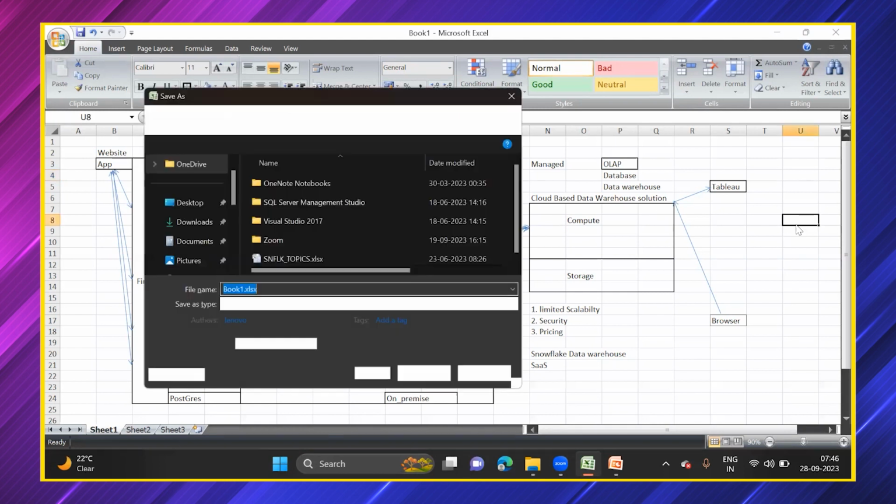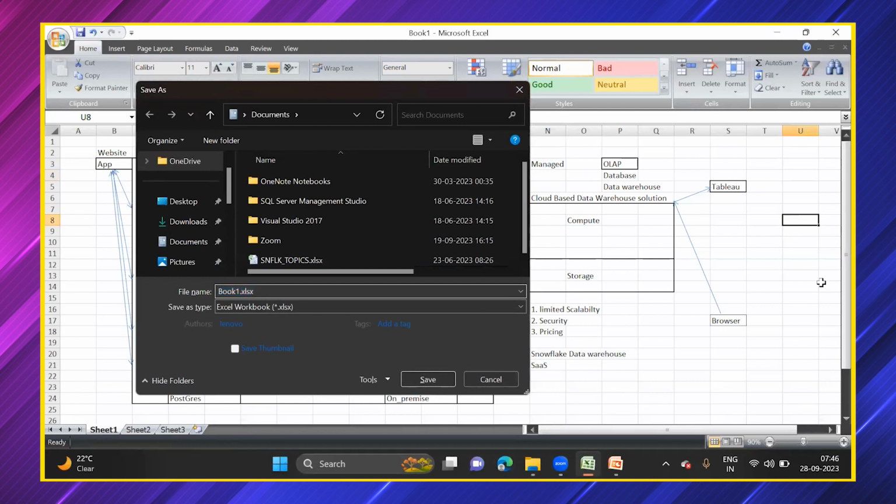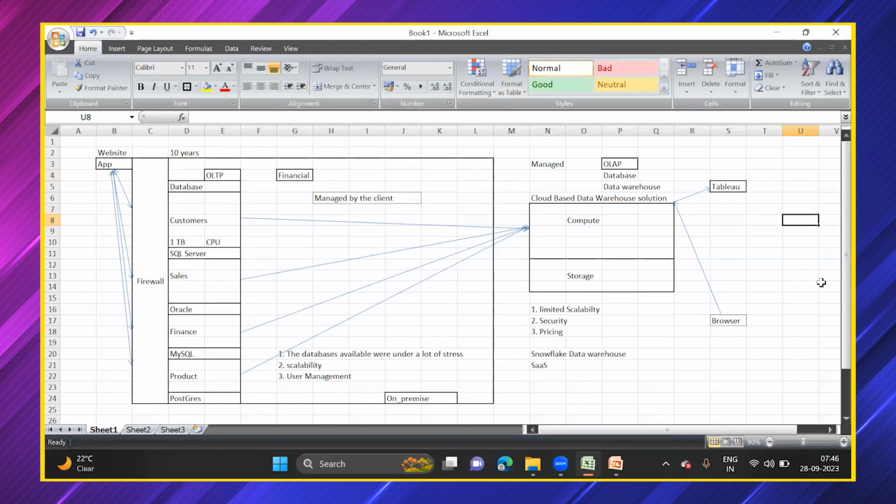In this context, we are calling it OLAP, the cloud-based data warehouse. Then how will our OLTP fit into OLAP? See, you do not have to bring your OLTP into the OLAP.